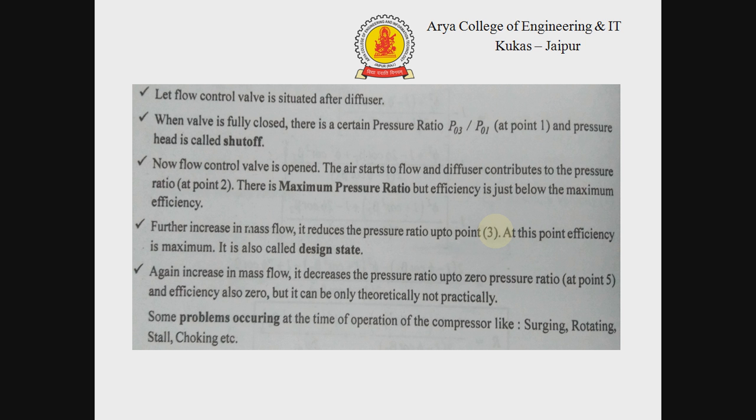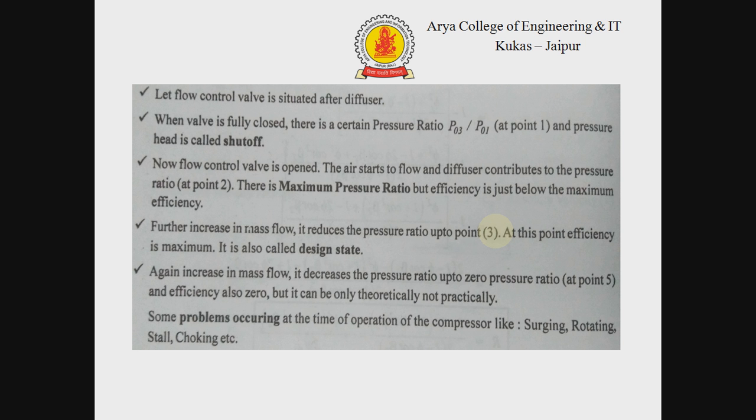Now we further increase the mass flow rate, it reduces the pressure ratio up to point 3. At this point the efficiency is maximum. This is called the design state or design point for a compressor. Again, an increase in mass flow rate decreases the pressure ratio down to 0 at point 5, and efficiency is also 0, but this can be only theoretical, not practical.